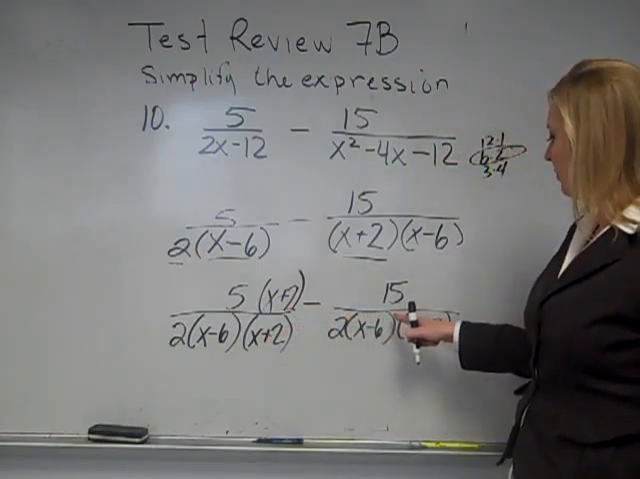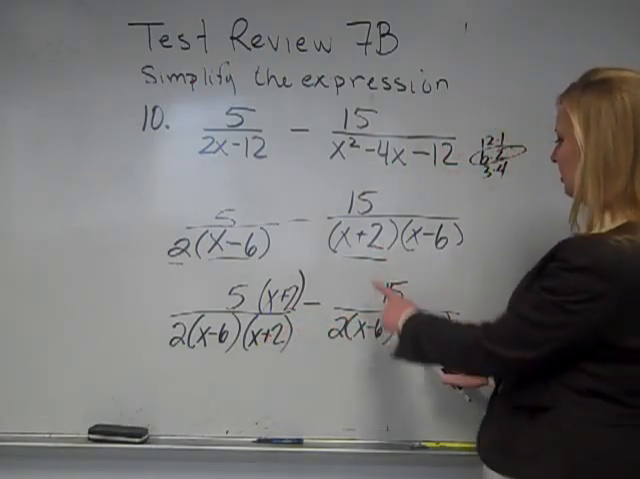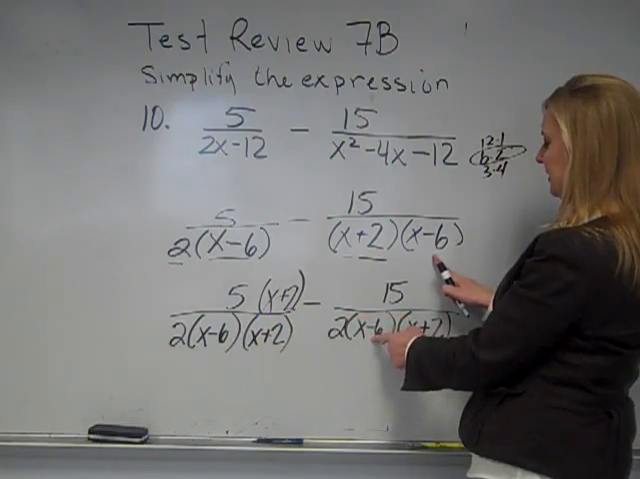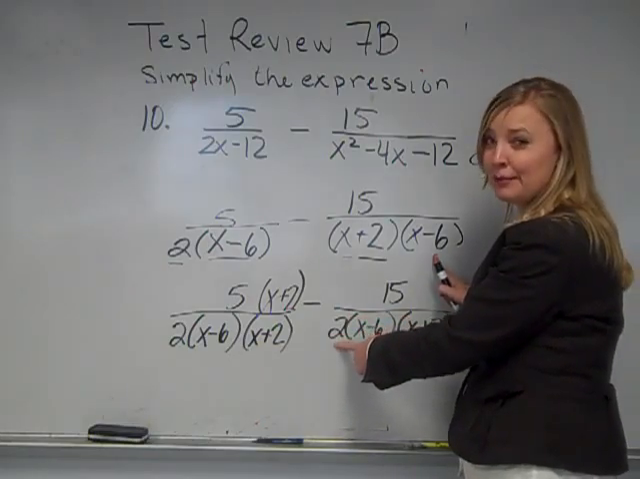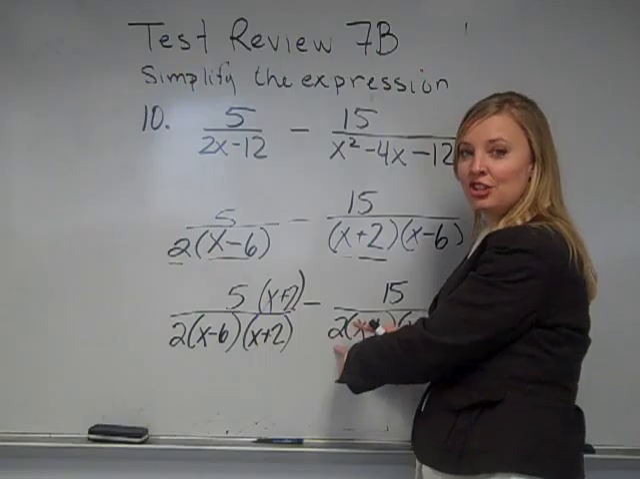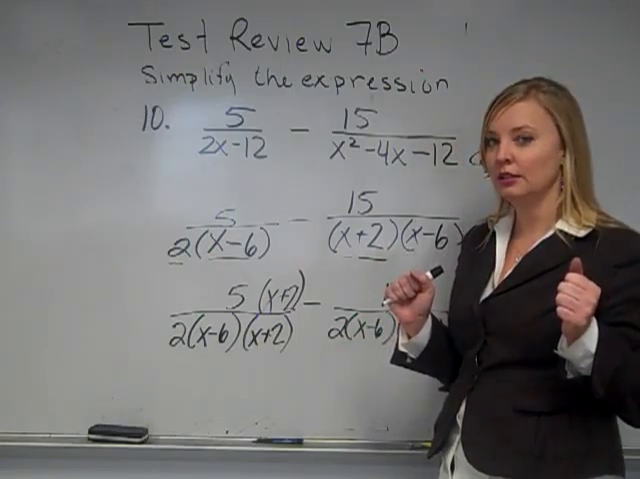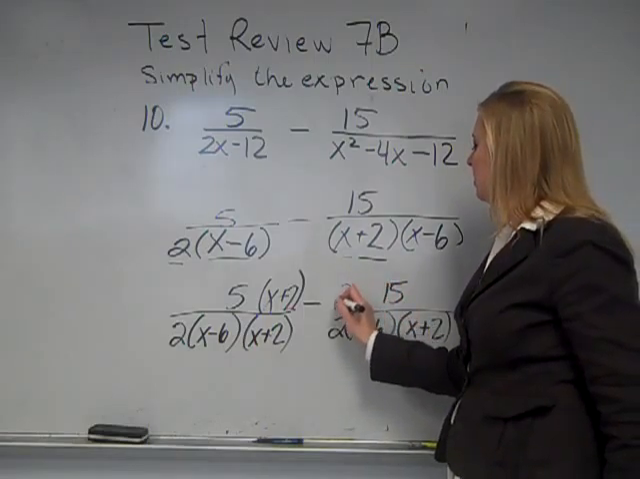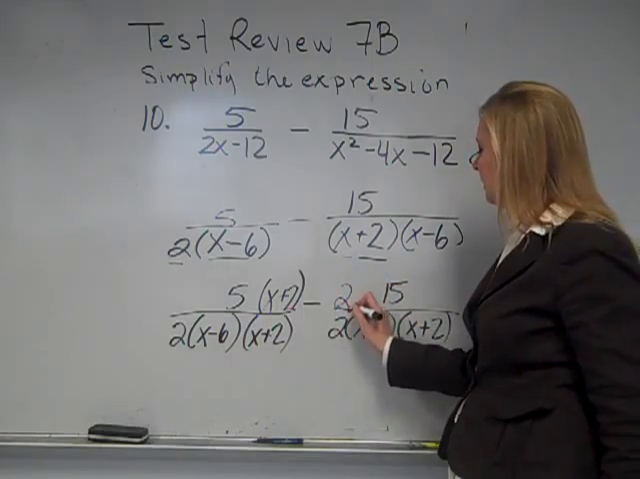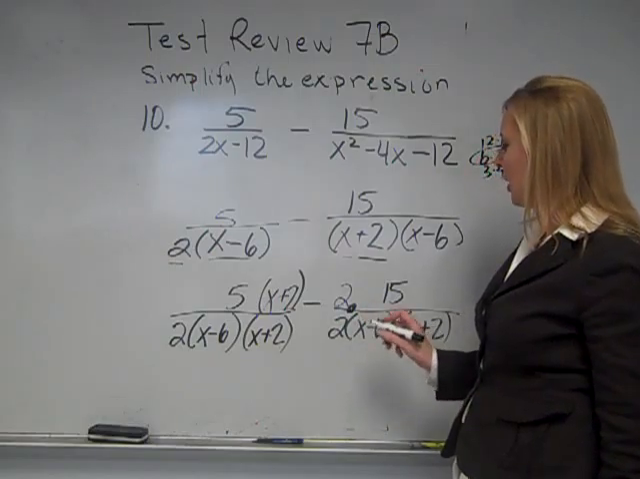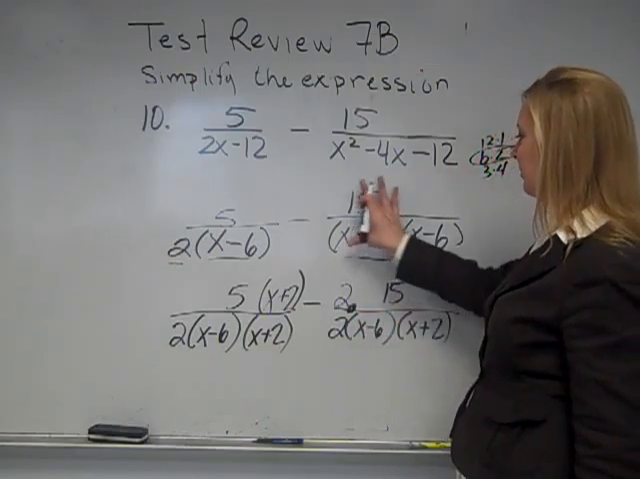The same goes with my other fraction. I had an x plus 2 and an x minus 6, and all of a sudden I started multiplying by 2. I'm not allowed to just magically multiply. What I'm allowed to do is multiply by 1. Remember that 2 halves is the same as 1, so I can multiply 2 halves times my first fraction.